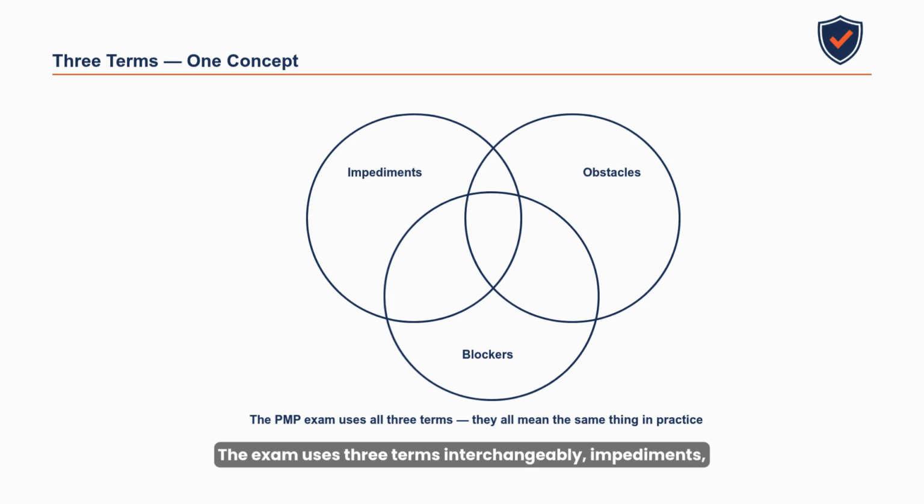The exam uses 3 terms interchangeably: impediments, obstacles, and blockers. An impediment is anything that slows the team's progress. An obstacle is something that stands in the way of completing work. A blocker is something that completely stops progress on a task or deliverable. On the exam, do not overthink these distinctions. All 3 terms describe things that the project manager must identify, prioritize, and remove. That is the core of Task 7.